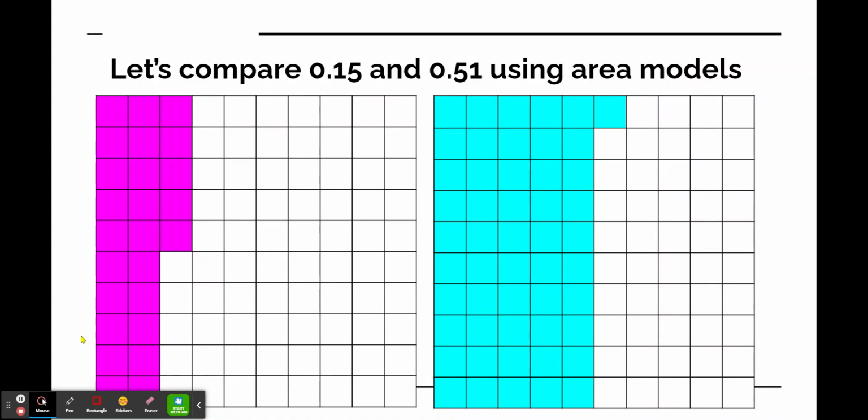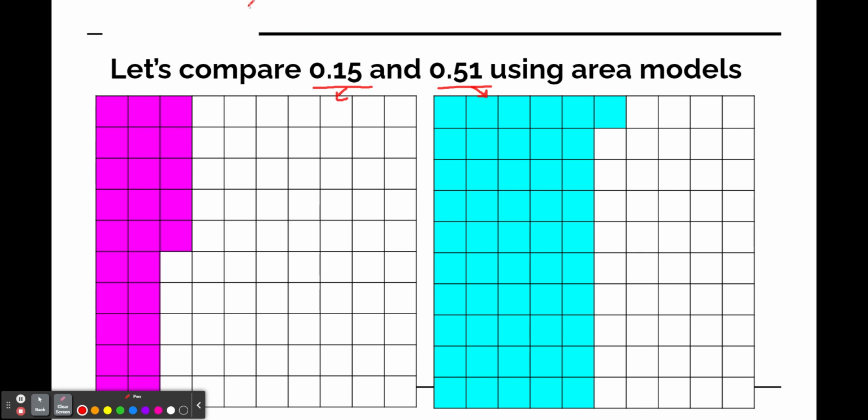Okay, so let's first make a comparison statement using area models. So over here I have some area models, okay? And I want to compare 15 hundredths to 51 hundredths. So I went ahead and made two area models. This one is for 15 hundredths and this one is for 51 hundredths. If we look at them, I can see that I have more pieces shaded in for 51 hundredths. So I can see that 51 hundredths is bigger than 15 hundredths, right?